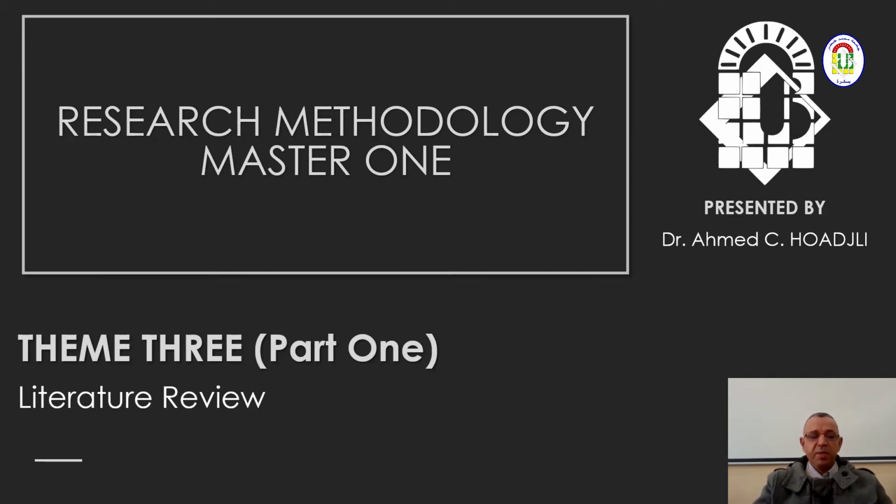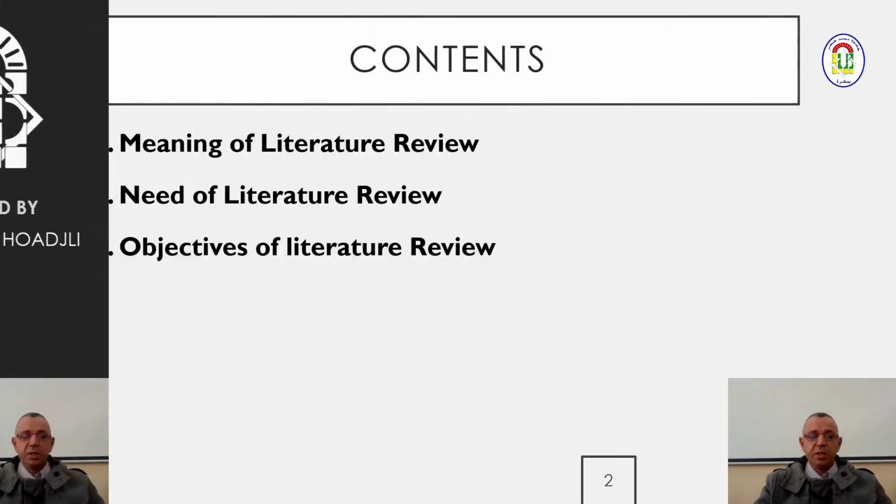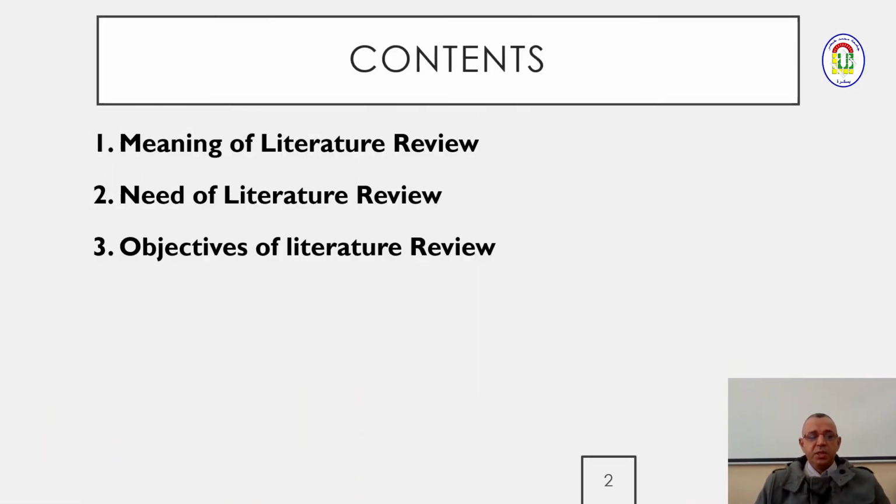In this part 1, we'll talk about 3 main points. First, we will talk about the meaning of literature review. Next, we will see the need of literature review. Why do we need a literature review? And third, it will be about the objectives of literature review.